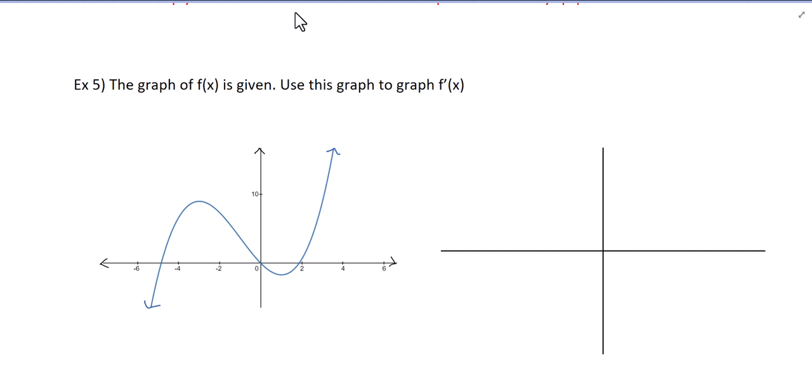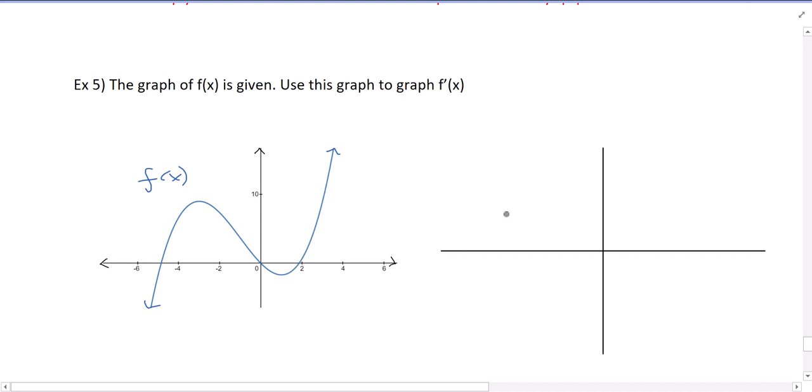Hey there, in this video we're going to continue our discussion of the derivative as a function, and we're going to talk about getting the graph of the derivative from the graph of the original function. So here we have this example. The graph of f of x is given, and we don't know its formula, so we just have the graph. Use this graph to graph f prime of x.